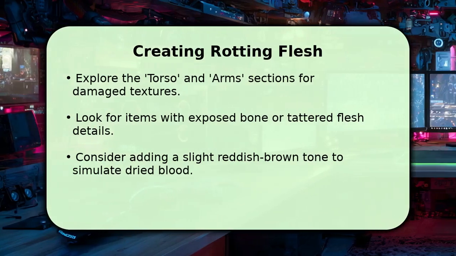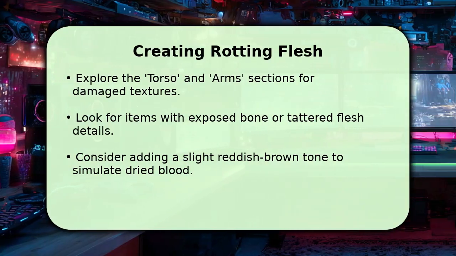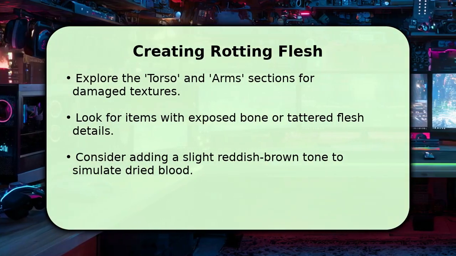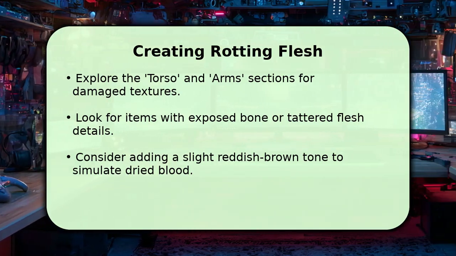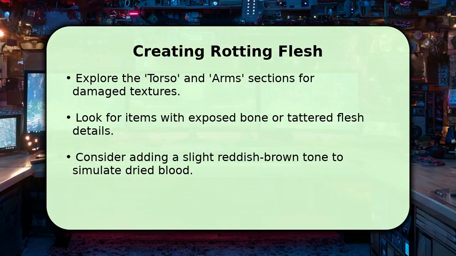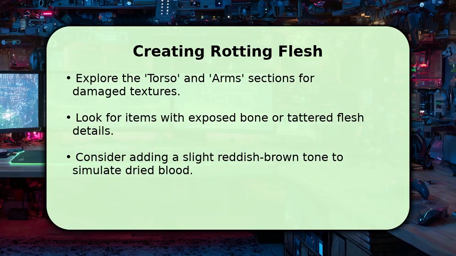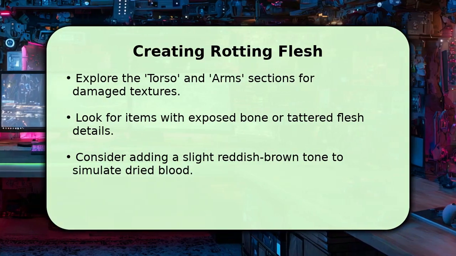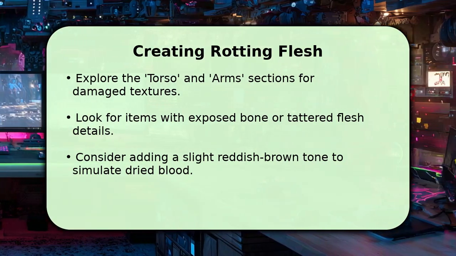Now, let's focus on giving your zombie avatar some believable rotting flesh effects. Navigate to the torso and arms sections within the avatar editor's body parts. Search for specific items that depict exposed bone or visibly tattered flesh details. You might also want to apply a subtle reddish-brown tone in certain areas, simulating dried blood or decaying tissue. These details will significantly enhance your zombie's gruesome appearance.